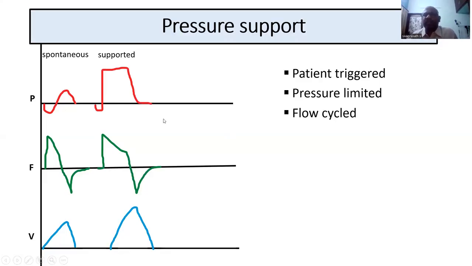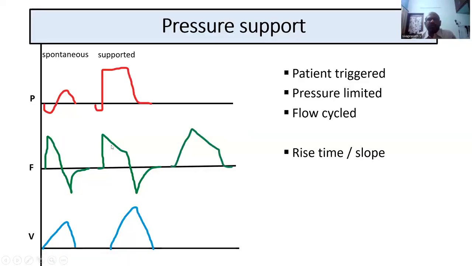So in pressure support, the descriptive modes are patient triggered, pressure limited, and it's flow cycled. Because it is a spontaneous mode, it's always flow cycled. There are a few parameters which are added to spice up the pressure support. The first is called the rise time or the slope.